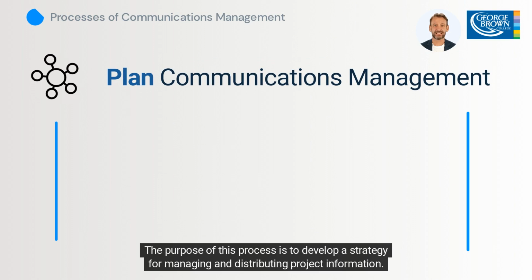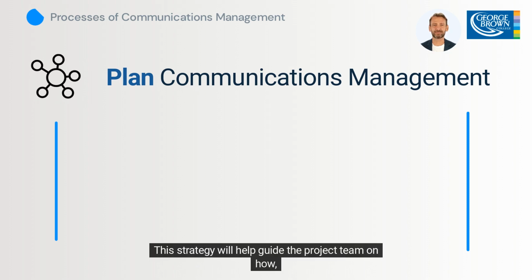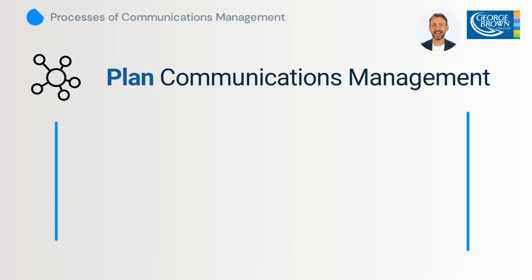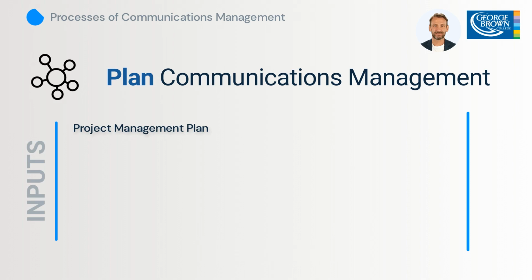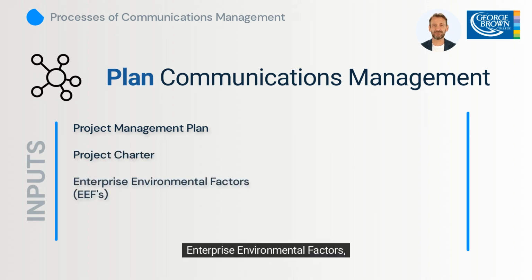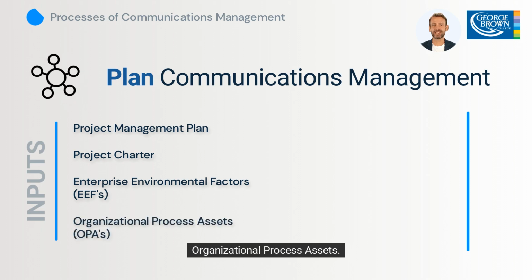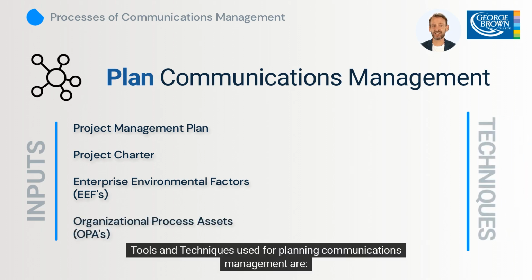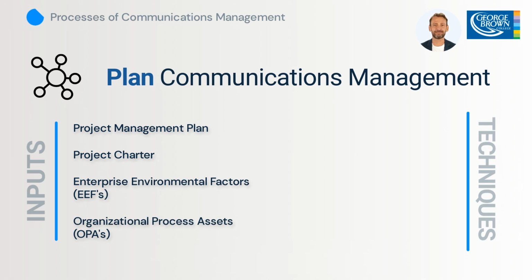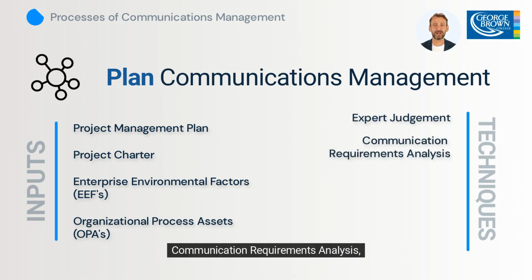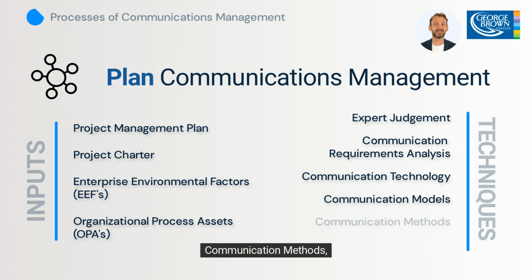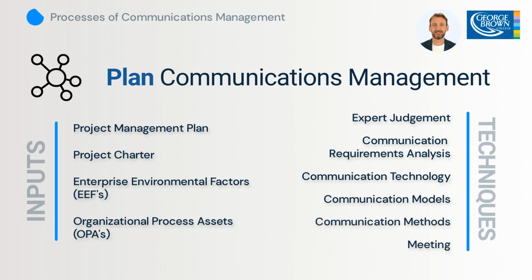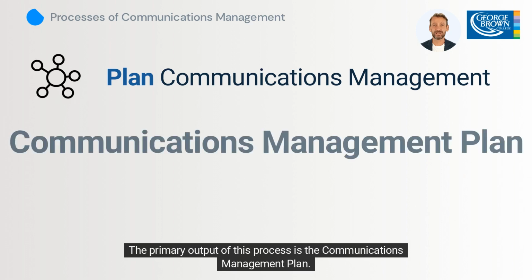The purpose of this process is to develop a strategy for managing and distributing project information. This strategy will help guide the project team on how, when, and with whom to communicate. Inputs to this process include project management plan, project charter, enterprise environmental factors, organizational process assets. Tools and techniques used for planning communications management are expert judgment, communication requirements analysis, communication technology, communication models, communication methods, and meetings. The primary output of this process is the Communications Management Plan.